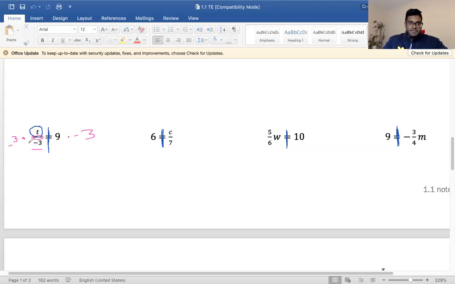T times negative 3 divided by negative 3. Well, these are just going to cancel out nicely. And I'm just left with a t. And what's 9 times negative 3? Well, a positive times a negative is going to be a negative. Now what's 9 times 3? It's 27.